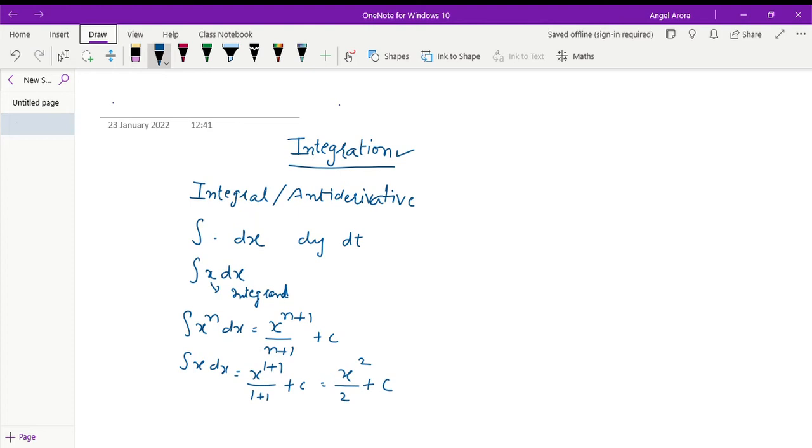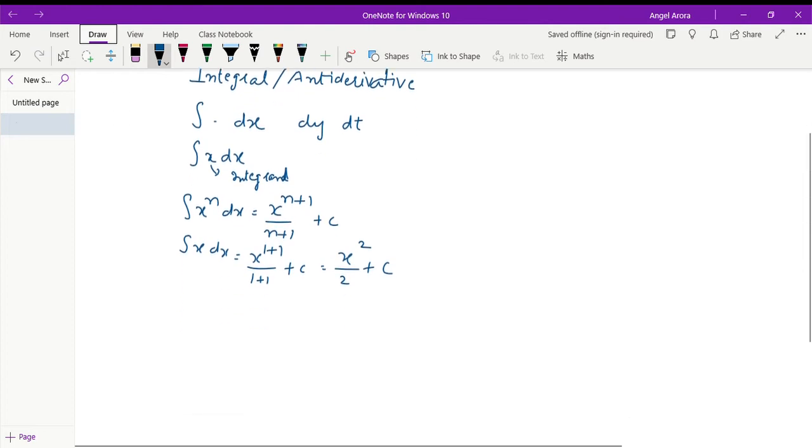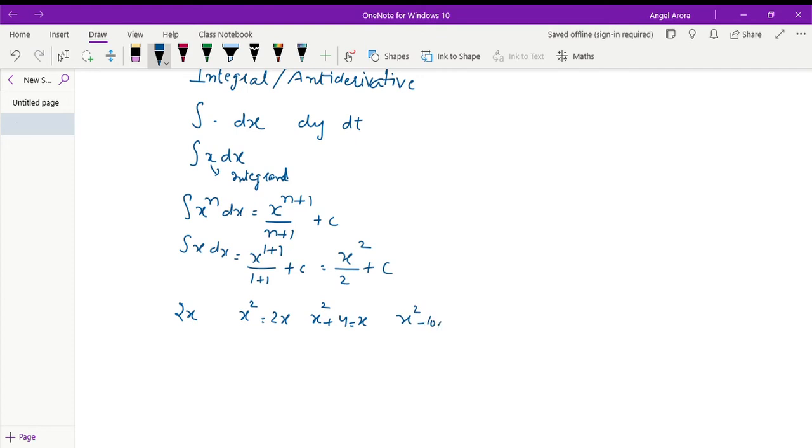But what is the c here? Why c? c is the constant of integration. Take an example. There can be many functions whose derivative is 2x. For example, the derivative of x square is 2x. The derivative of x square plus 4 is 2x. The derivative of x square minus 100 is 2x.